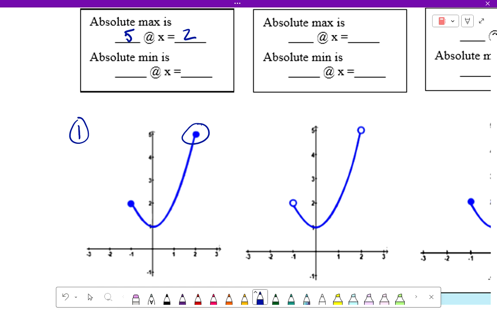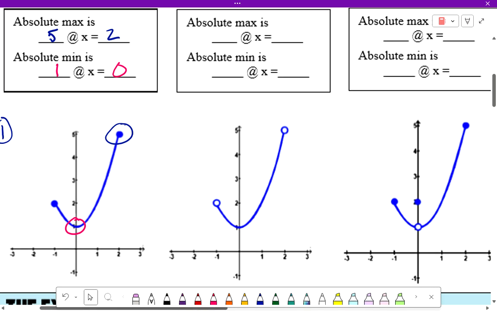So same game. The absolute minimum is 1, and that would be at x is equal to 0. Yep, right there. That's the minimum. Pretty straightforward. Let's go to the next one. The next one, I want to know the absolute max of that one. What's the absolute max of the second graph here?